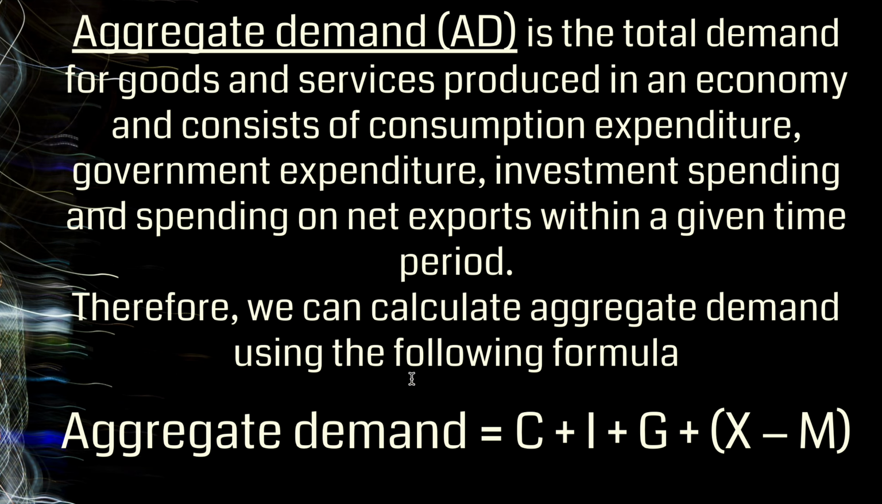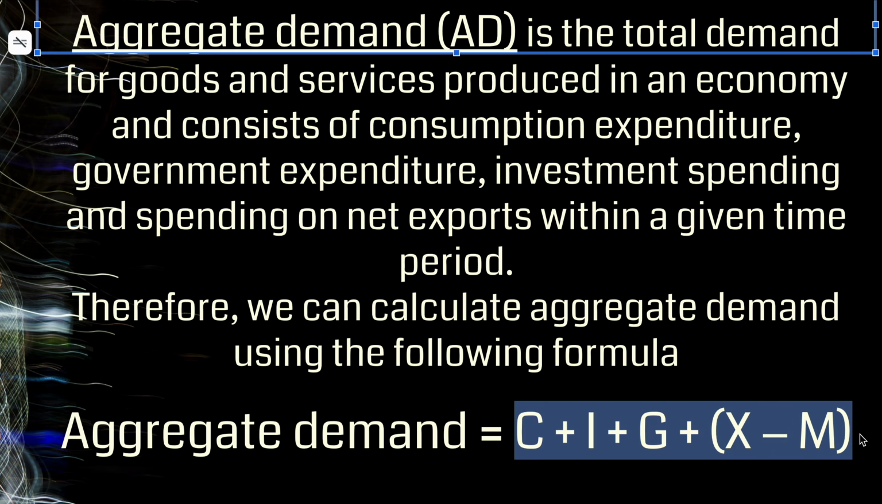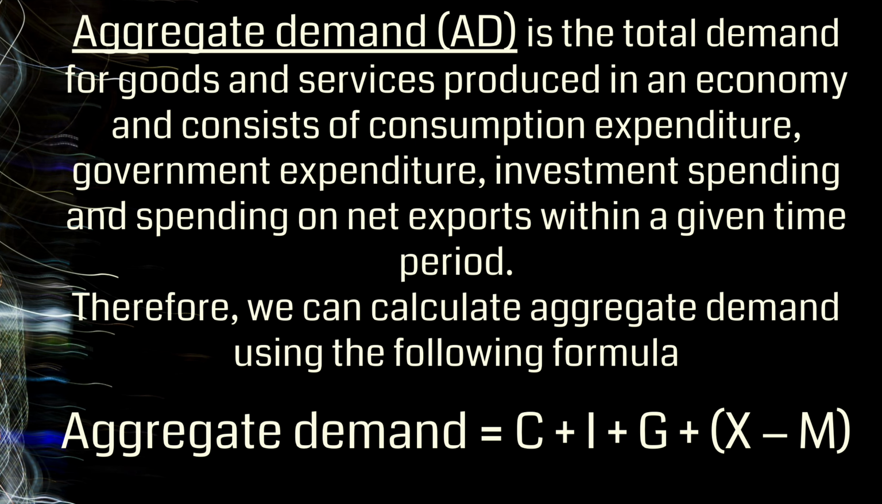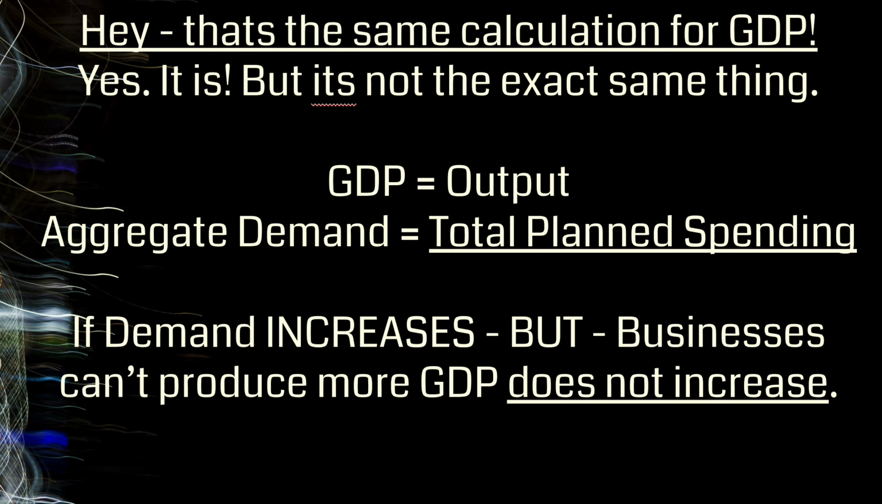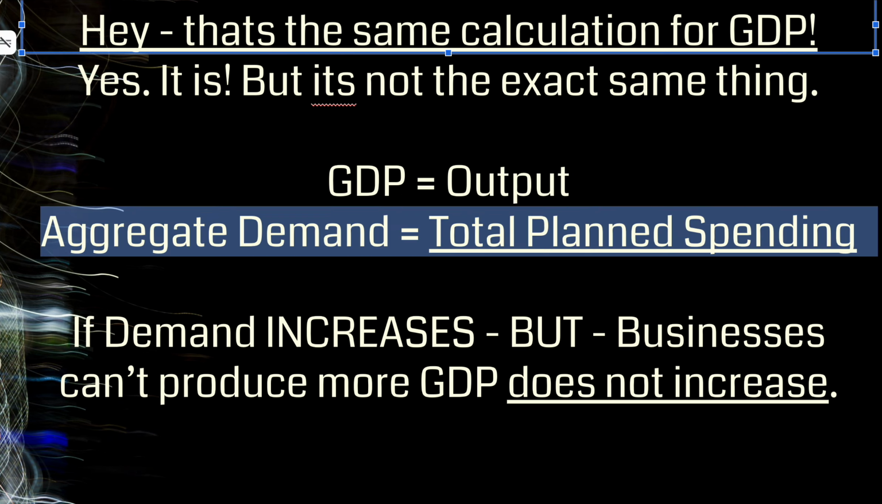You'll notice it's exactly the same calculation as for GDP, right? C + I + G + X − M. Now, although they are the exact same calculation, they're not exactly the same thing. GDP is the actual output, whereas aggregate demand is total planned spending. So that's a big difference there. One is what's actually transpired. The other is what is predicted to be spent.